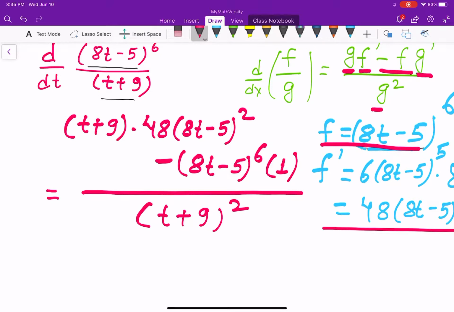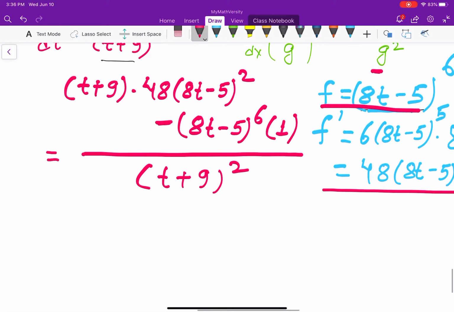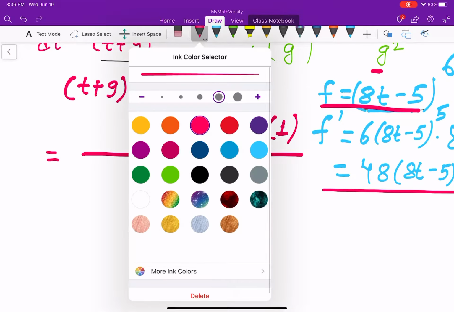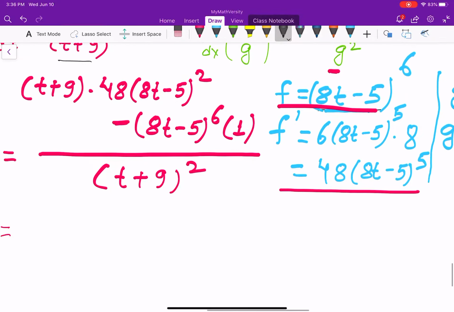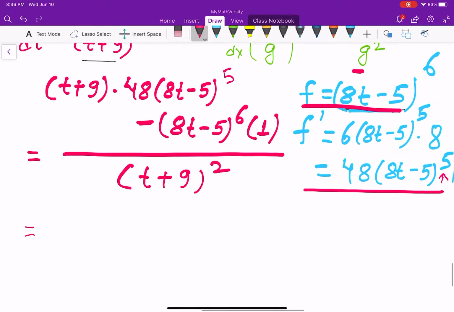Okay, so let's do that. So how can we do this? If you look into the term, let me use a different pen, with different boldness, right? We can see here I have 8t minus 5. By the way, I need to have also 5 here. 8t minus 5 to the power 5, so that's what I have over here, right? Sorry. Okay, all right. So this is nice. Okay, good.